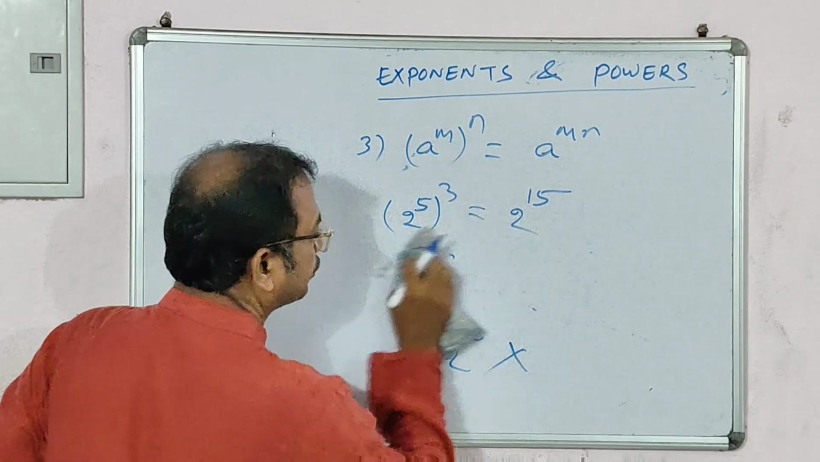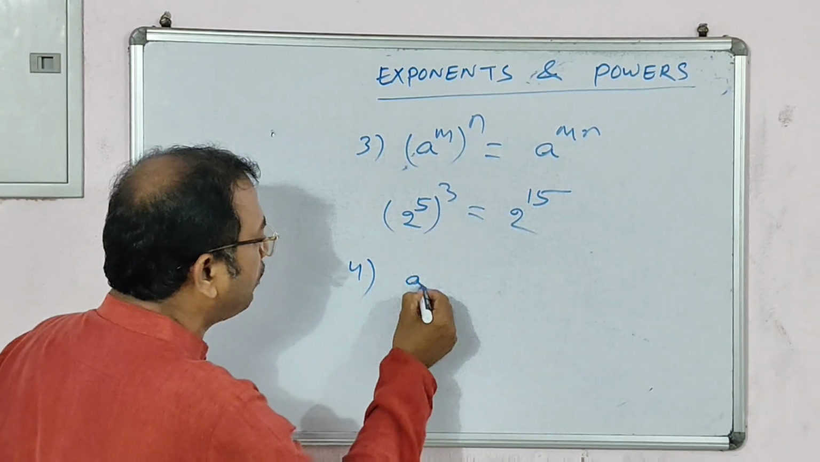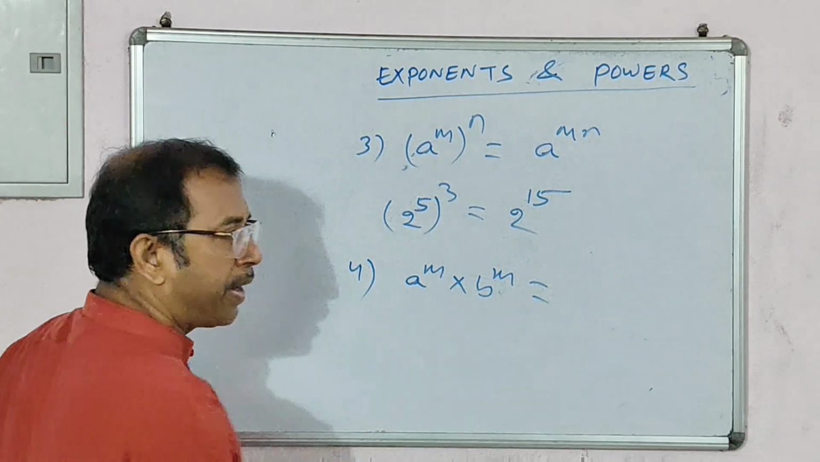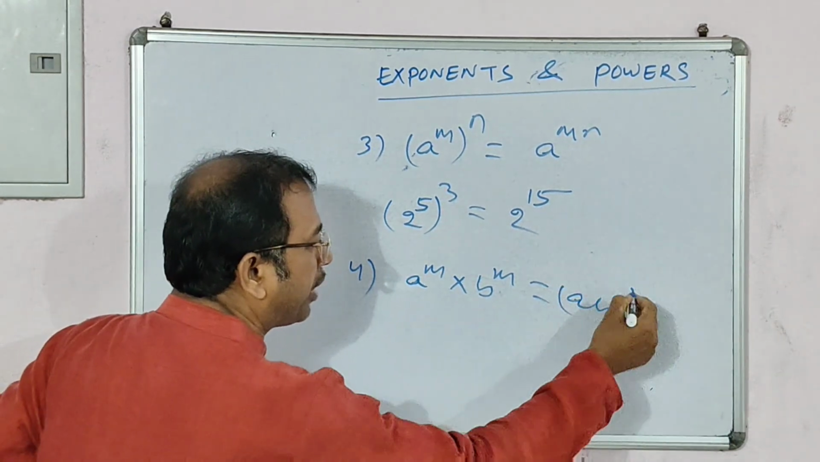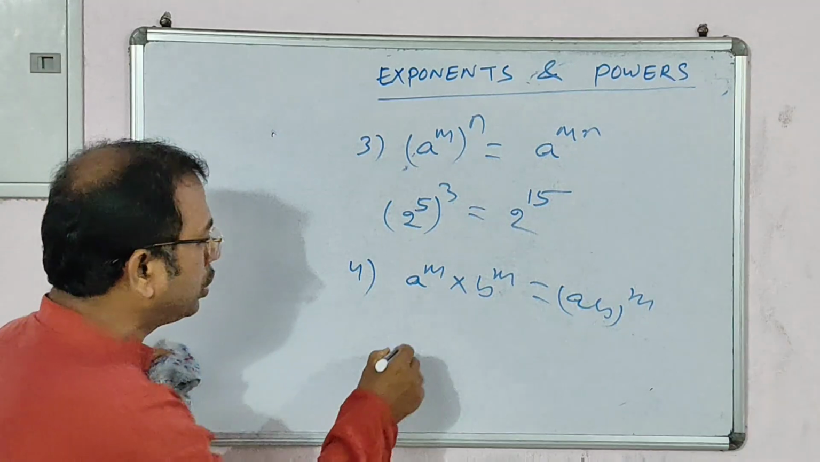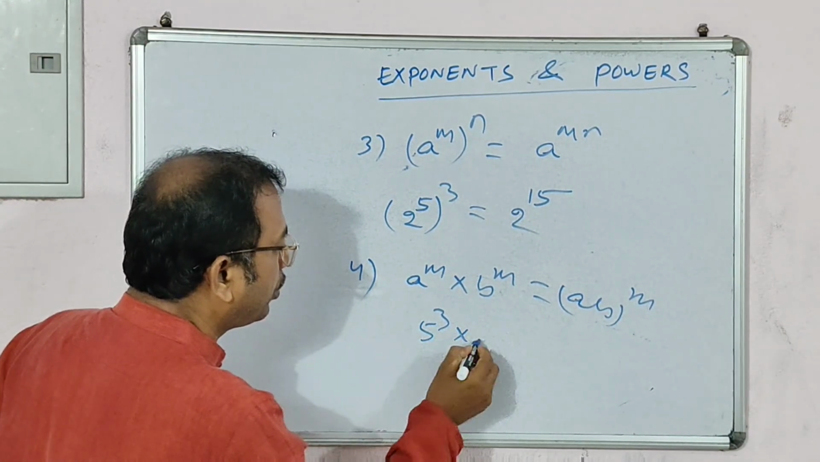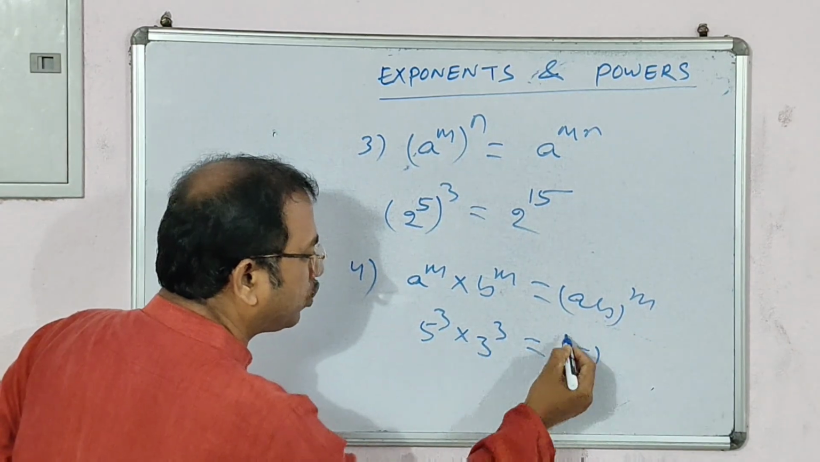Next fourth. Fourth rule. a to the power m into b to the power m. Same power. So what will do? Just multiply their bases, ab to the power m. Suppose 5 to the power 3 into 3 to the power 3. So you just multiply, 15 to the power 3.